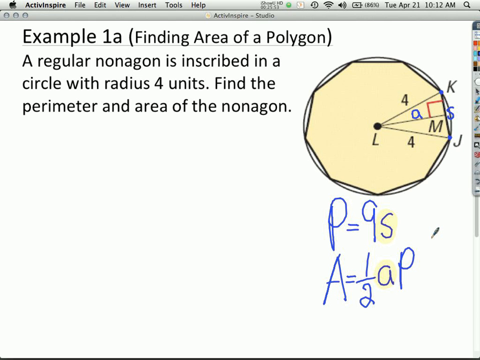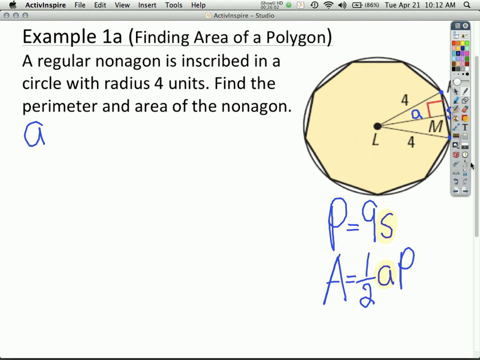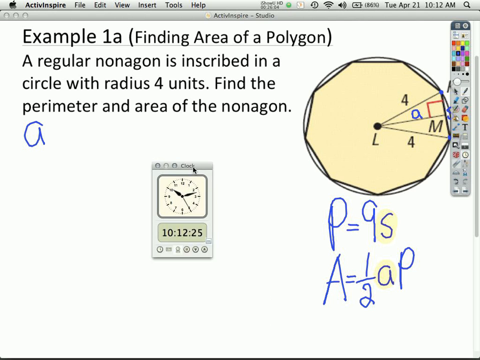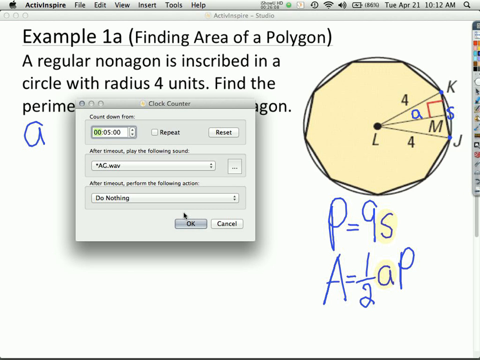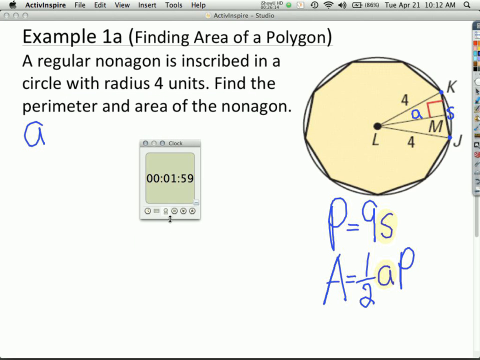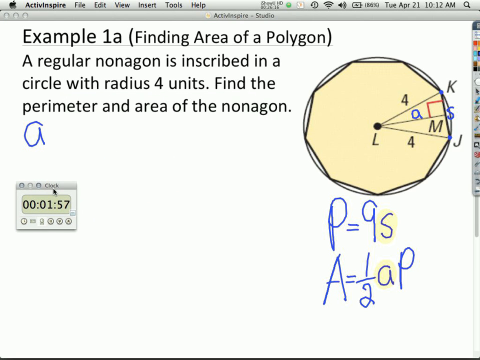Any questions so far? So let's start with A. And I'm going to give you a minute of team talk to see if you can develop an idea, a way of finding A. I'll give you 2 minutes. 2 minutes on the clock. How could we find A?